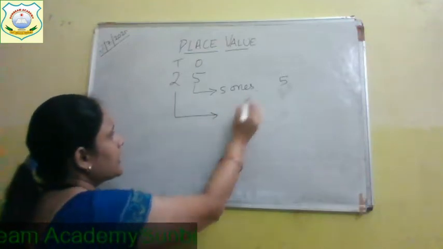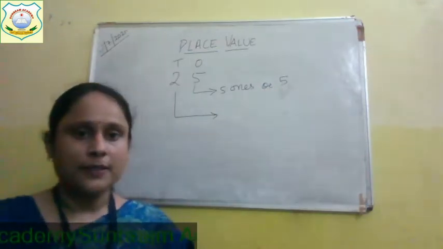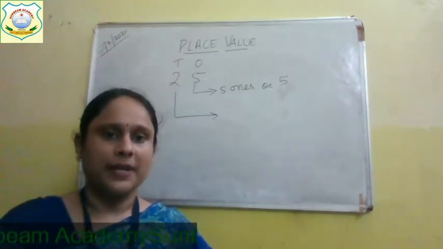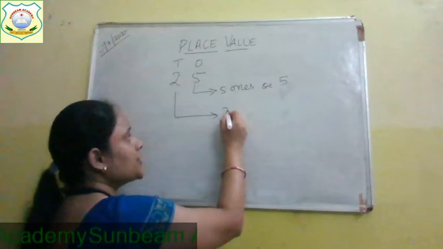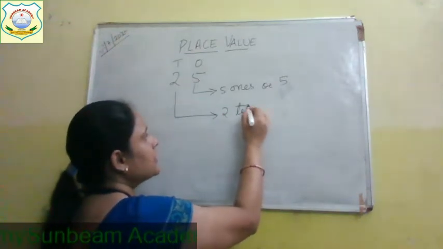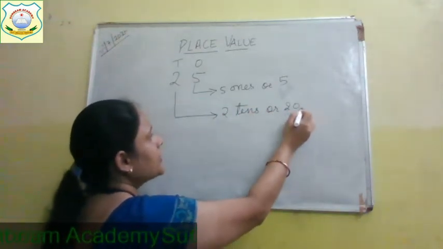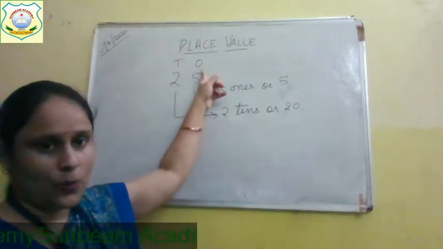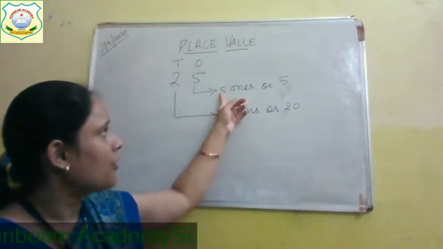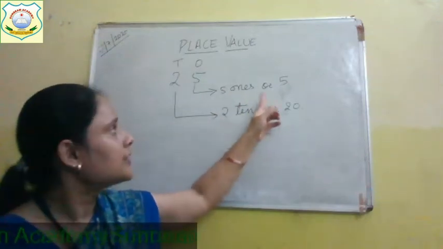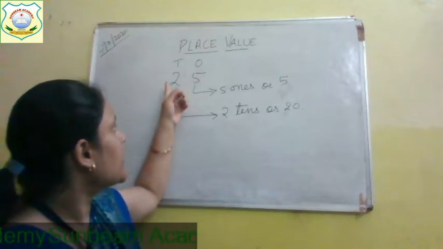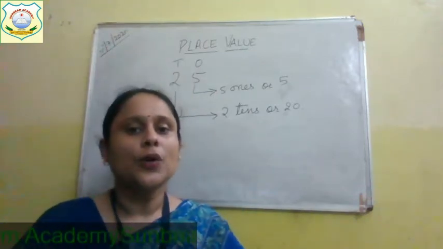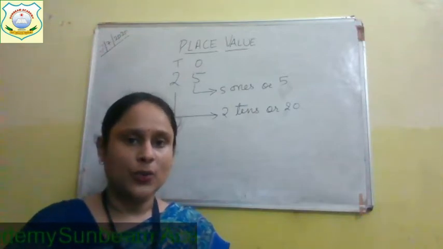2 is in tens place. So the place value of 2 is 2 tens or 20. Yes, 5 is in ones place, so the place value of 5 is 5 ones or 5. 2 is at tens place, so the place value of 2 is 2 tens or 20.